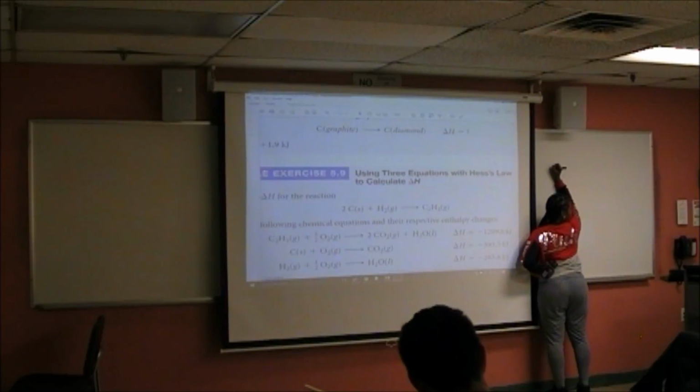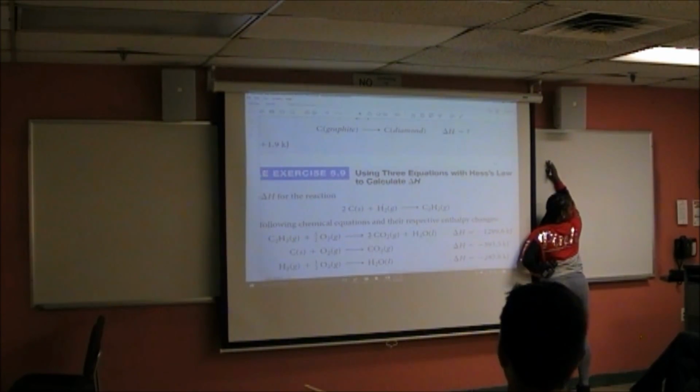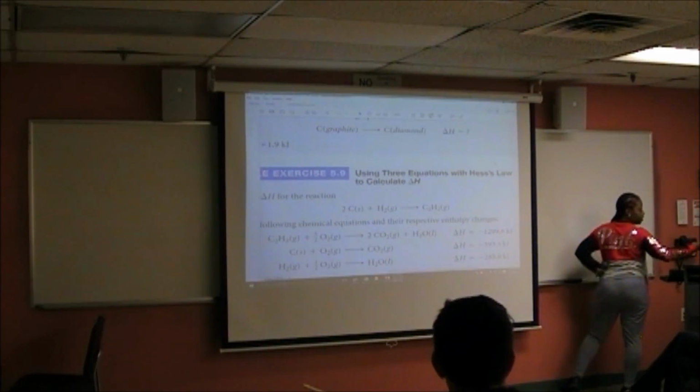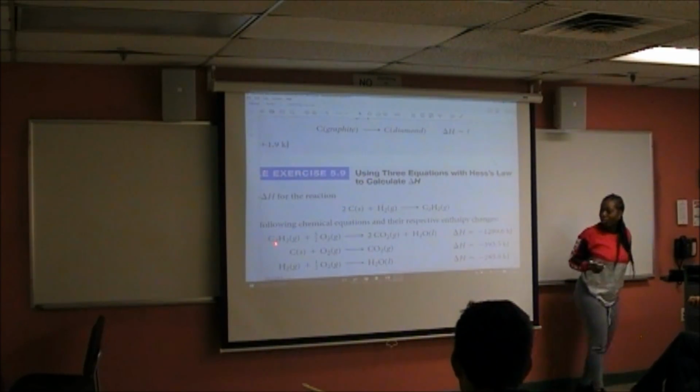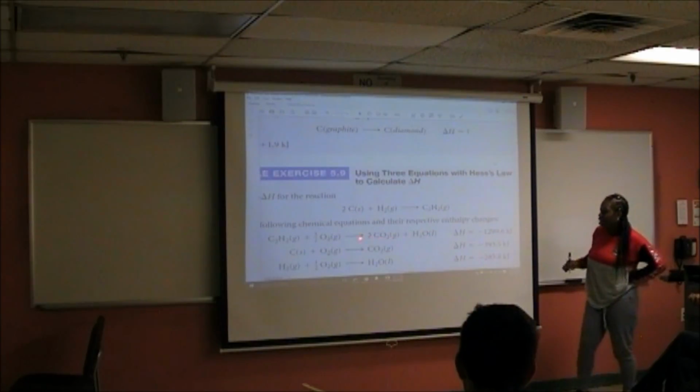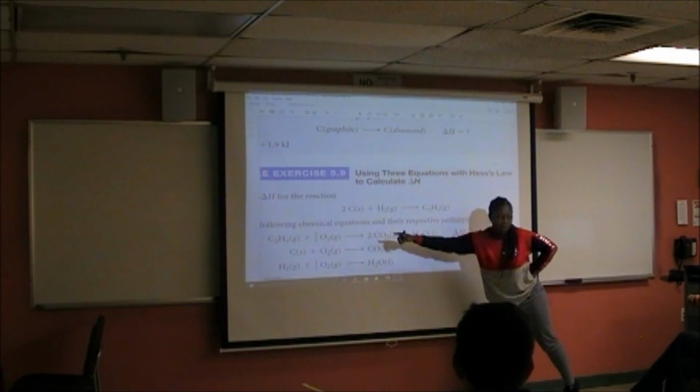So C, it's 2 though. Where do you see 2C? When we're flipping the first one? Look, this equation you have flipped, so you don't put the 2 in front of it. Okay, go ahead.